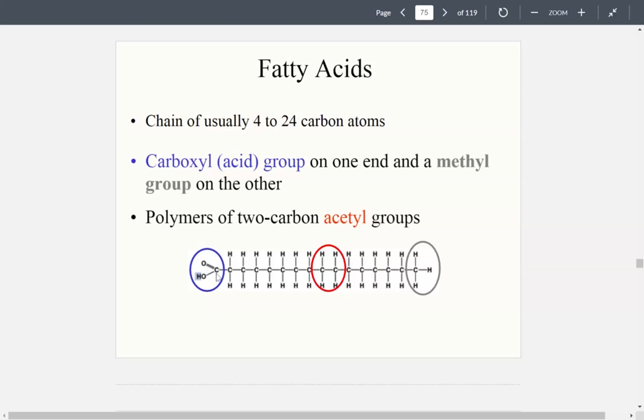It's a CHO2, carbon, 2 oxygens, and a hydrogen. And here's our methyl. It's a CH3, 1 carbon, 3 hydrogens. And in between, every group of 2 carbons is referred to as an acetyl group.